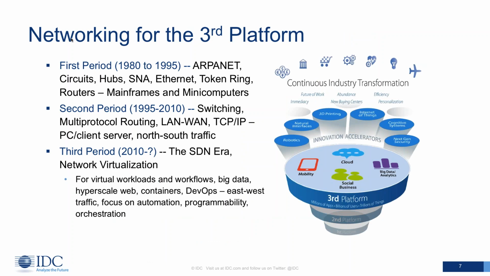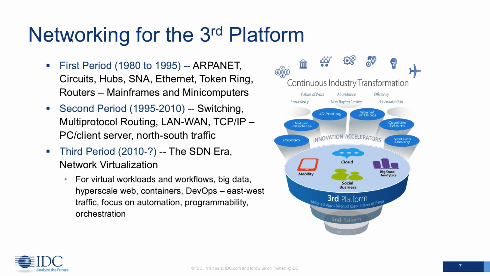So what does that mean for networking? Well, networking for the first platform was based on connectivity for mainframes and minicomputers, and it encompassed many networking technologies that have long gone the way of the dinosaur and are no longer with us. The second platform's client-server era introduced LAN and WAN connectivity, innovations such as Ethernet switching and multi-protocol routing, and it was all about accommodating the relatively predictable north-south traffic flows associated with client-server computing. Now we have networking for the third platform, and we see technologies such as network virtualization and SDN emerging to accommodate the new application workloads.